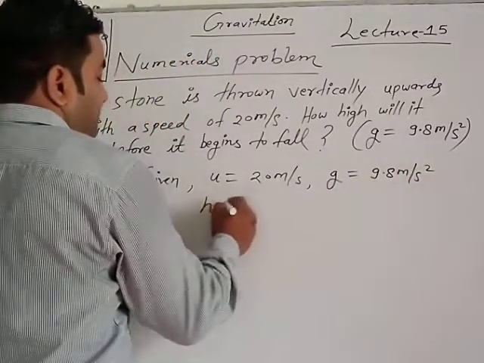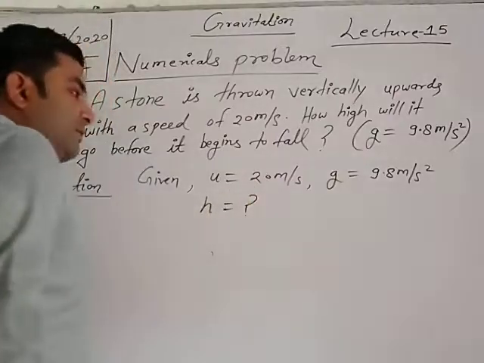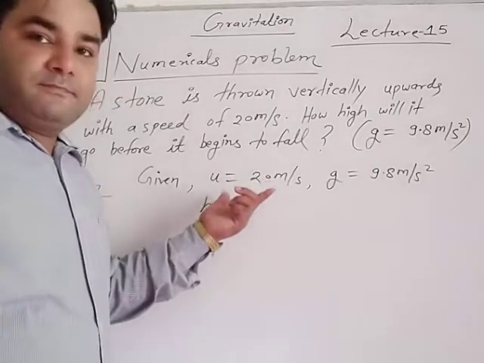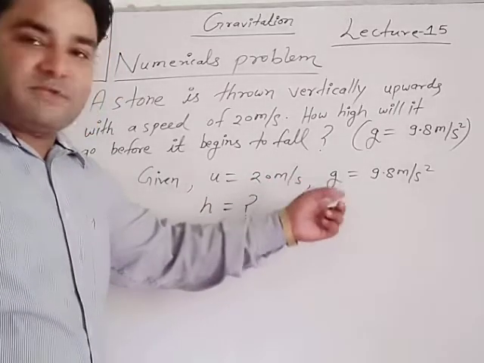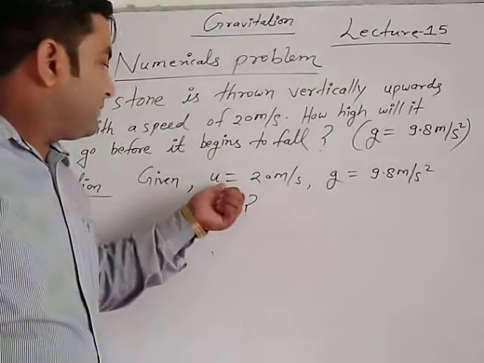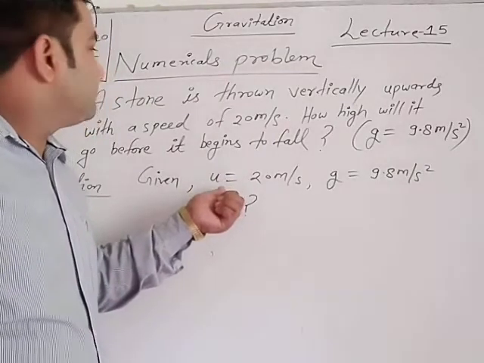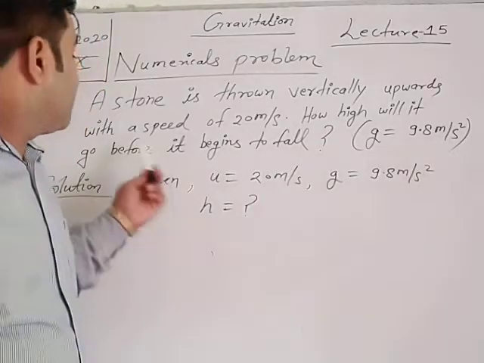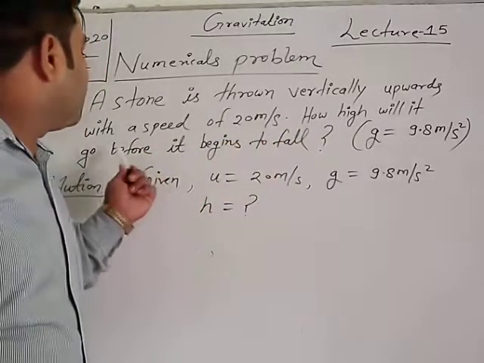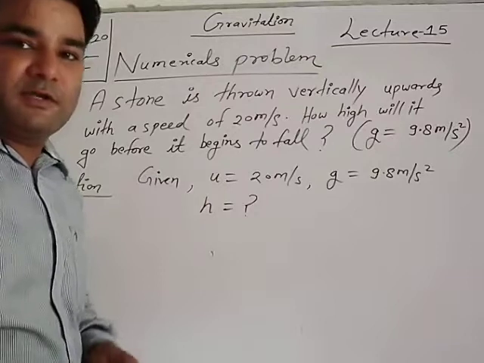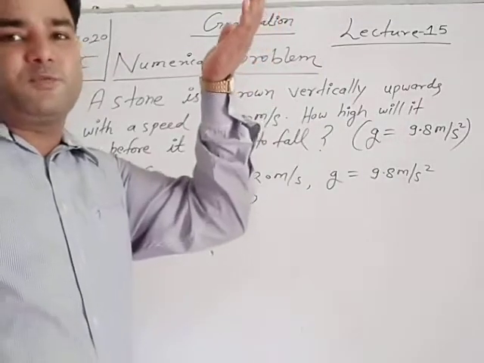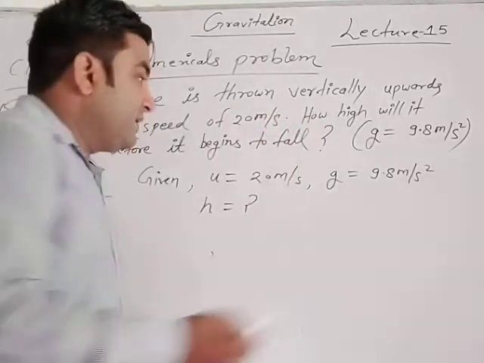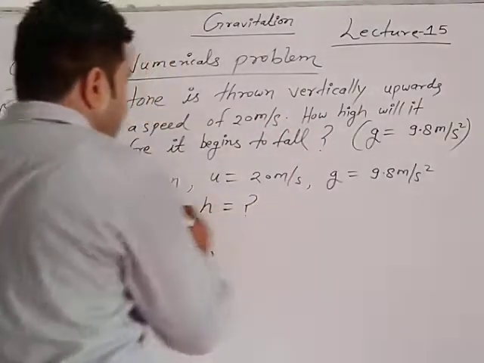Then h is equal to, we have to solve for. So we have acceleration due to gravity and initial speed, and one thing is also indicated here in the numerical: how high will it go before it begins to fall. It means just after reaching the topmost point, it begins to fall down. It means at the highest point, its final velocity will be 0.